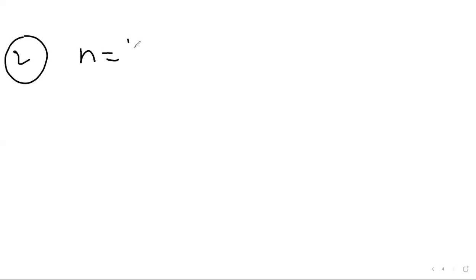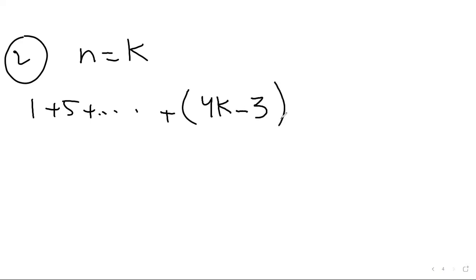N is equal to k. The statement is 1 plus 5 and so on, moving toward 4k minus 3, equal to k into 2k minus 1. This is called the assumed equation. You can also call it equation number 1, but I am saying only the assumed equation.